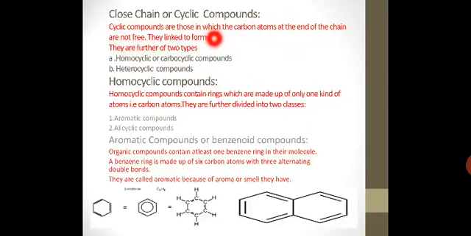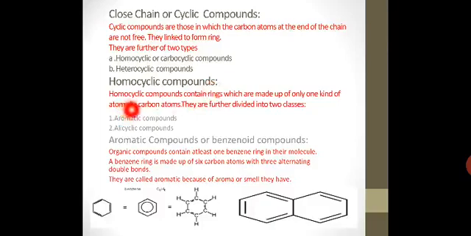So cyclic compounds are those in which the carbon atoms at the end of the chain are not free, they link to form a ring. They are further of 2 types, homocyclic or carbocyclic compounds and heterocyclic compounds. Okay, first one, homocyclic. Homo means same and cyclic means cycle, and cycle stands for ring. If the end carbons are not free, they make rings, and these rings are of the same kind of atom. There will not be a different atom present in them. So such type of compounds are called homocyclic compounds.